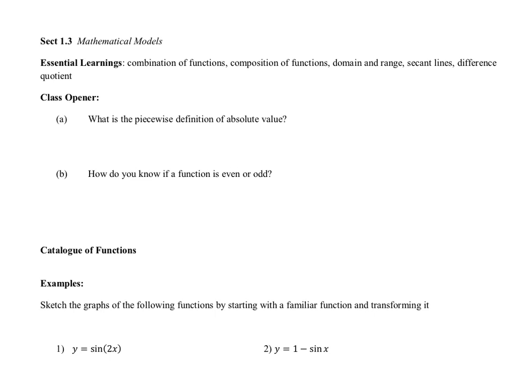We're going to start with a class opener and review a couple of things we talked about in sections 1.1 and a little bit in 1.2. The piecewise definition for the absolute value function, which will come up off and on, is x if x is greater than or equal to 0, and negative x if x is less than 0.